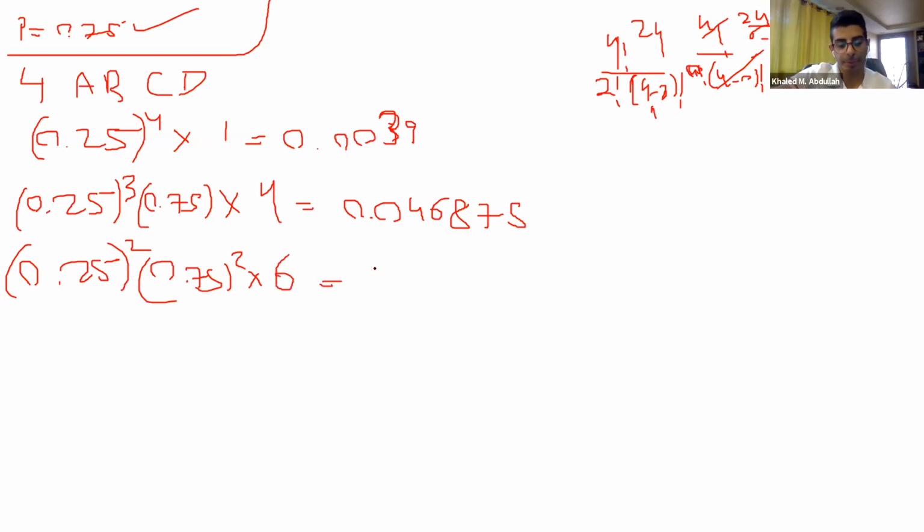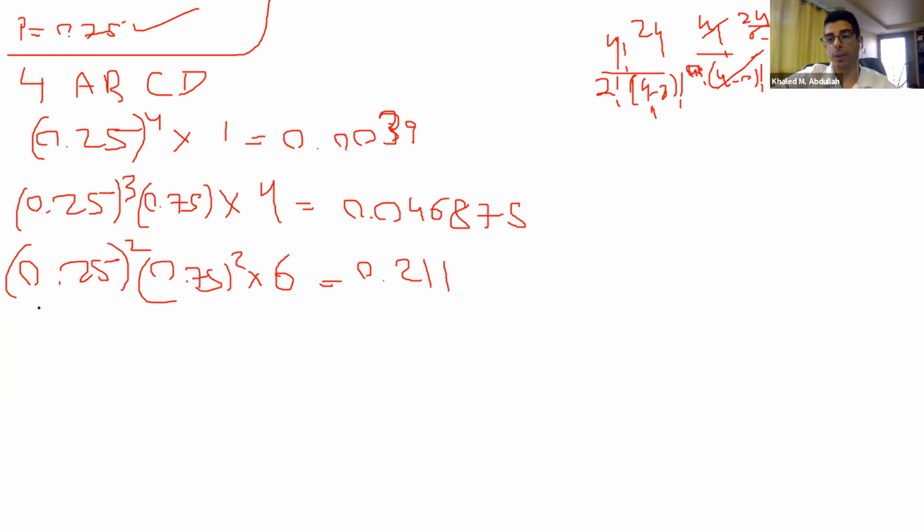So let's find what that is. 0.25 times 0.25 times 0.75 times 0.75 times 6. All right, so I got 0.211. Yeah, all right, we're rounding. It's fine. 0.211. So long as we round up, we won't lose marks, right? We won't lose points, so it's fine.